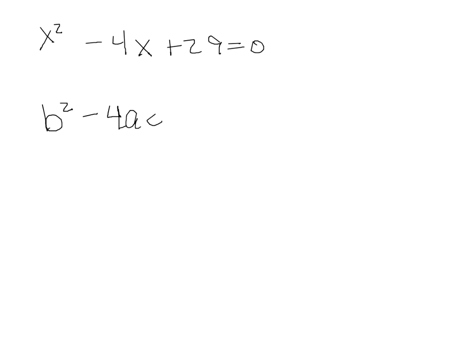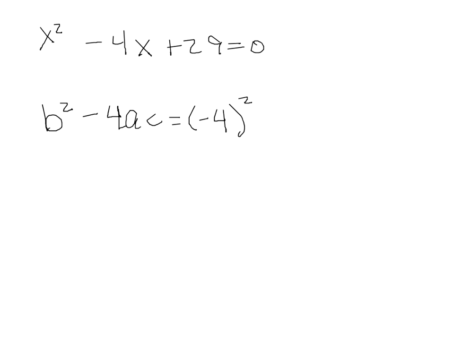Okay, so we're going to look at solving quadratic equations when there are no x-intercepts, and what happens in that case. We're going to start off by looking at the quadratic equation x squared minus 4x plus 29 equals 0, and we look at the discriminant. The discriminant is the inside of the quadratic formula, the inside of the square root. So b squared minus 4ac is the discriminant.